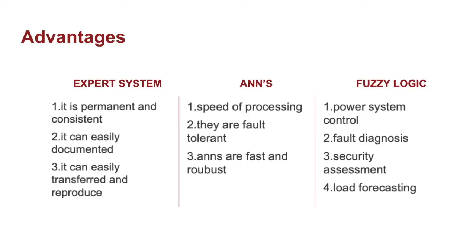The advantages of these systems: expert system, artificial neural networks and fuzzy logic. First, in an expert system, it is permanent and consistent, with enhanced speed of processing, and in fuzzy logic, power system control. Second, it can be easily documented. In ANN, they are fault tolerant, fault diagnosis. Third, it can be easily transferred and reproduced. In ANN, they are fast and robust. In fuzzy logic, security assessment.